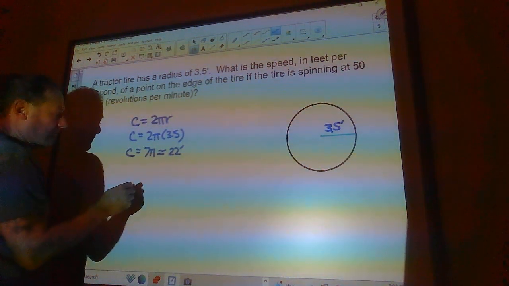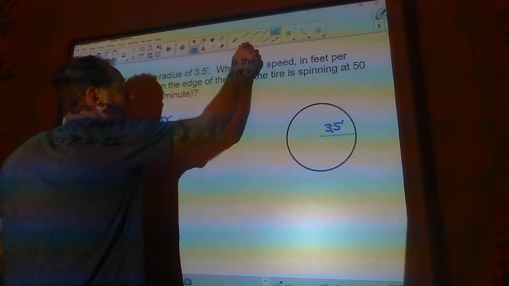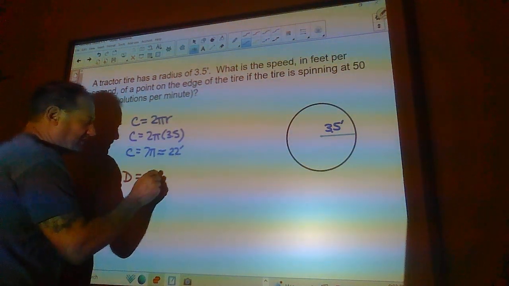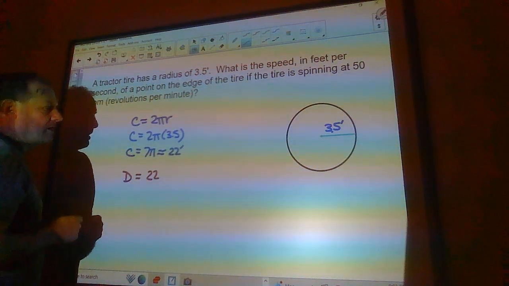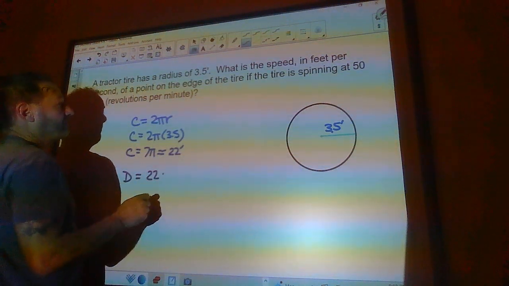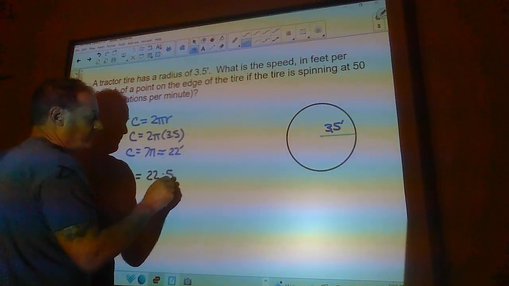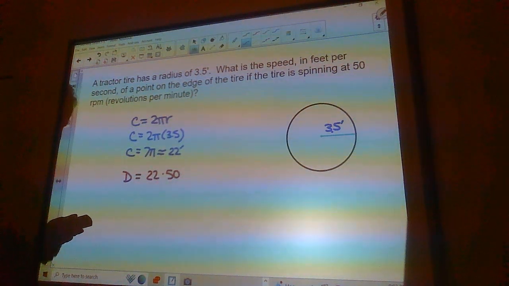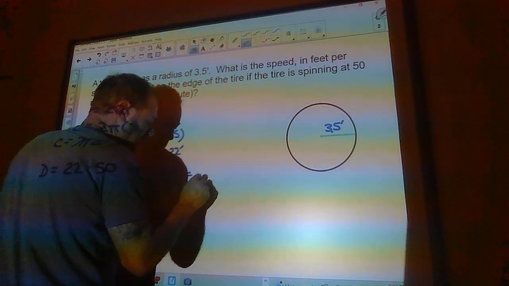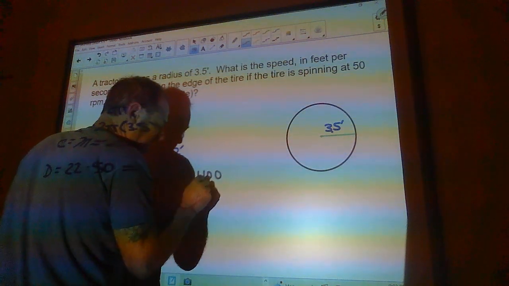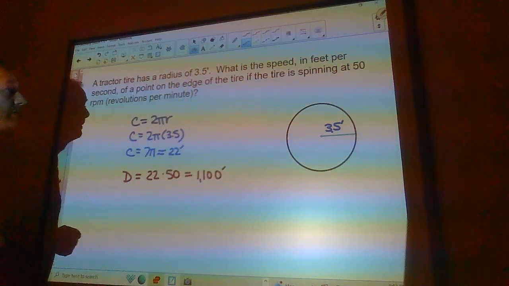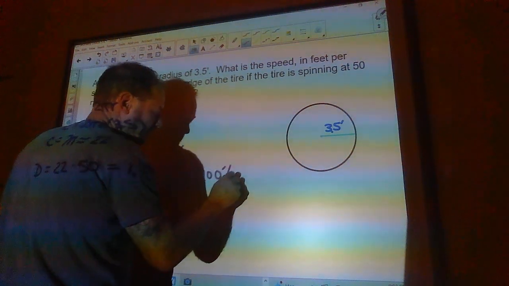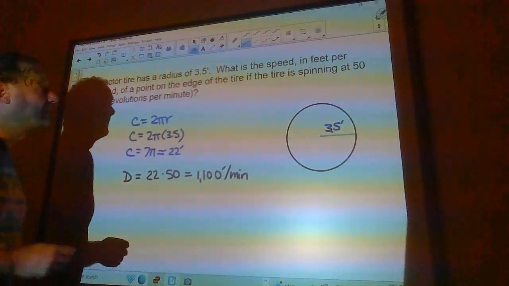So the distance traveled is going to be 22 times 50. Okay, so 22 times 50, that's going to be 1,100 feet. Okay, that's in 1 minute. I'm going to say per minute.